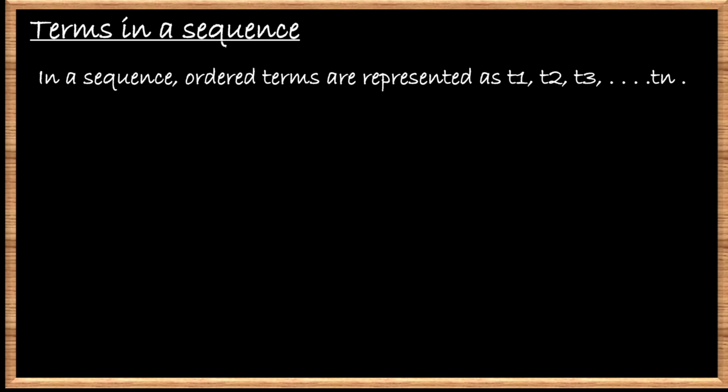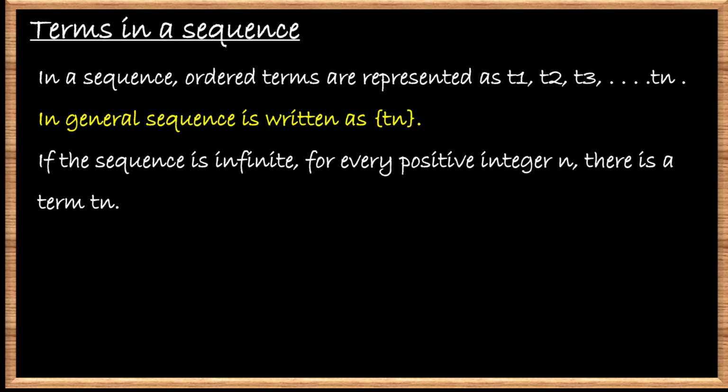Now, term in a sequence. In a sequence, the ordered terms are represented as T1, T2, T3, and the last term of any sequence is the nth term, which is known as Tn. T1, the first term, can also be denoted by a small a. In general, a sequence is written as Tn. If a sequence is infinite, for every positive integer n, there is a term Tn.